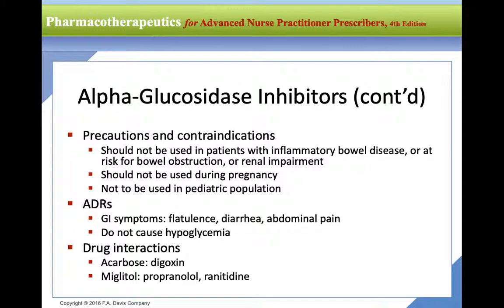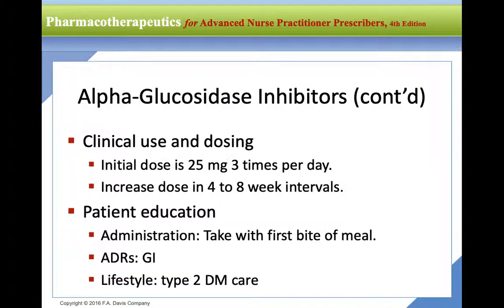They cause a lot of GI upset, which has really limited the use of these, where they really don't use them anymore. It can be a kind of a last line for patients who may need something else, but who absolutely refuse to do injections.